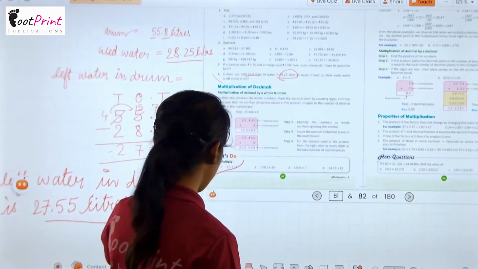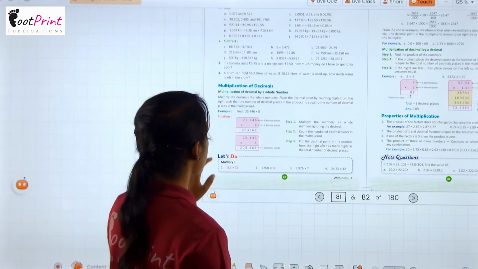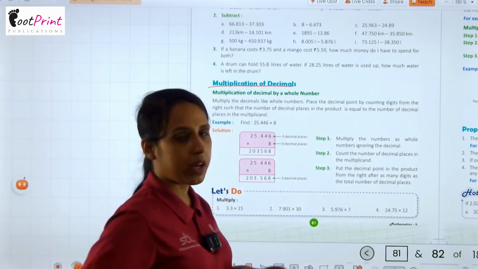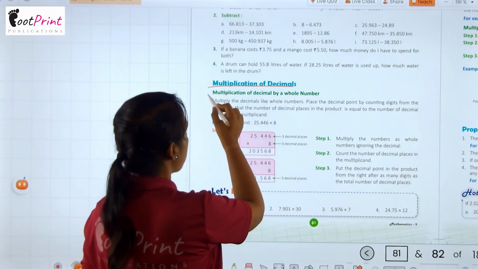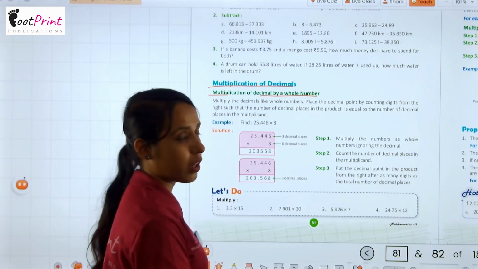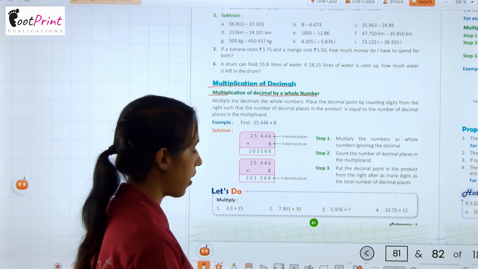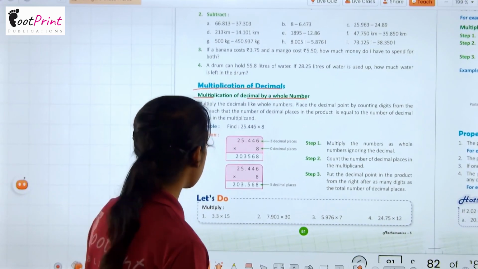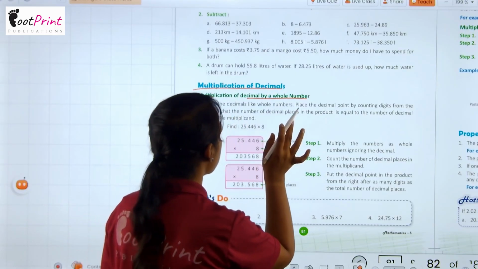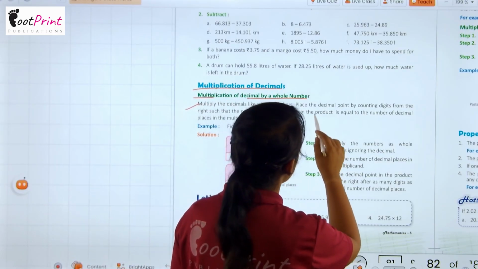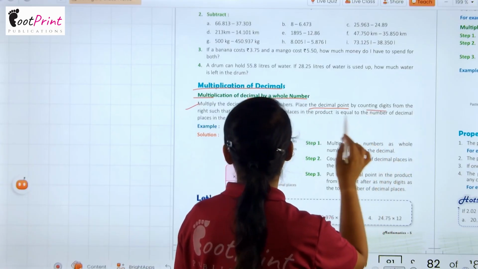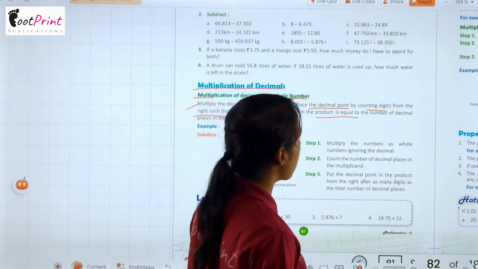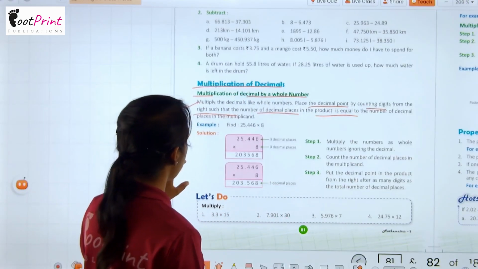Now we will move to the next topic, that is multiplication of decimals. Now we learn how to multiply decimal numbers. So multiplication of decimal by a whole number. अब whole number से अगर हमें multiply करना है decimal numbers को, तो उसमें हम क्या करेंगे? First check. So here multiply the decimals like whole numbers. Place the decimal point by counting digits from the right such that the number of decimal places in the product is equal to the number of decimal places in the multiplicand.